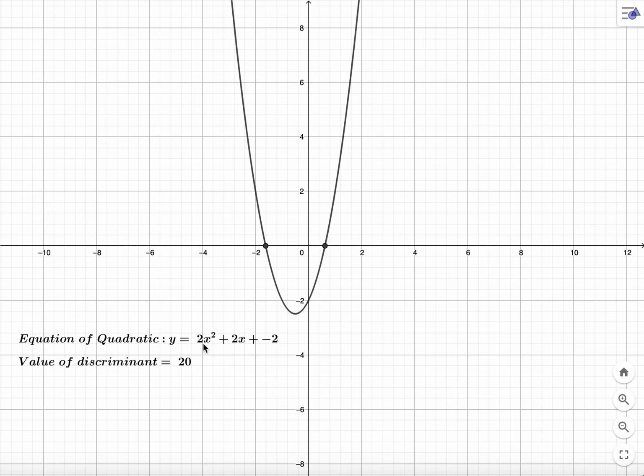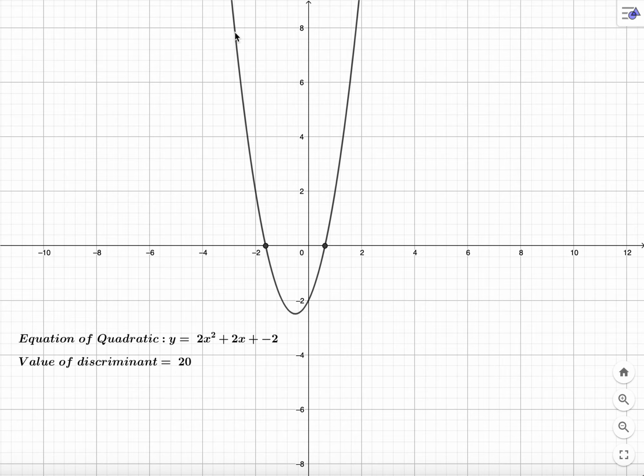So this value here is 20, because if we take this number 2 and we square it, that's 4. We then need to do 4 times by this number, which is 8, times it by this. So that gives us negative 16. But then we have to do b squared minus 4ac. So 4 minus 16 gives us 20. That's where that 20 comes from, okay?